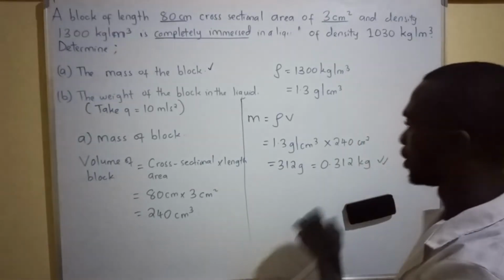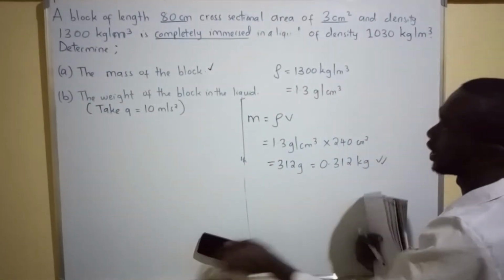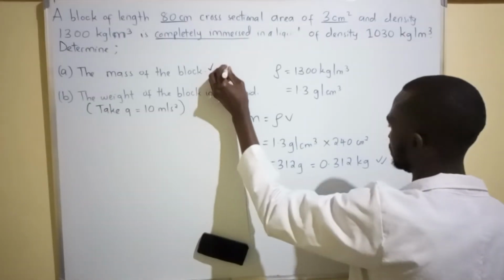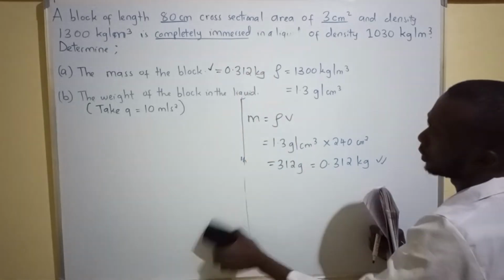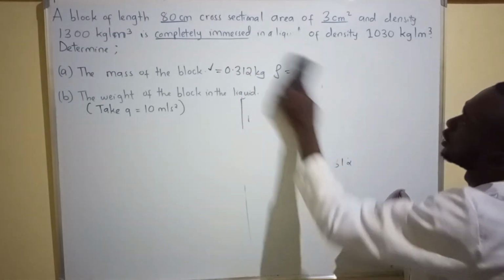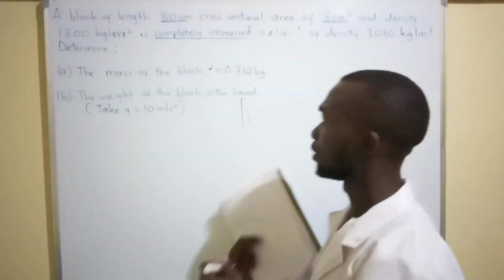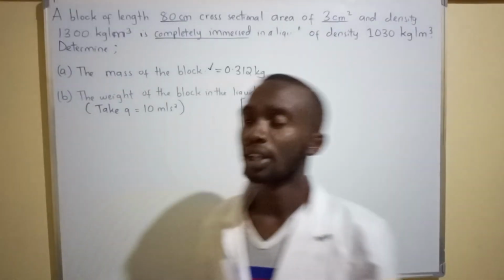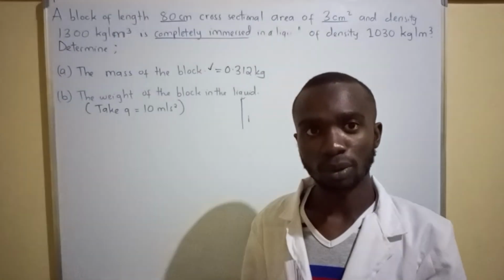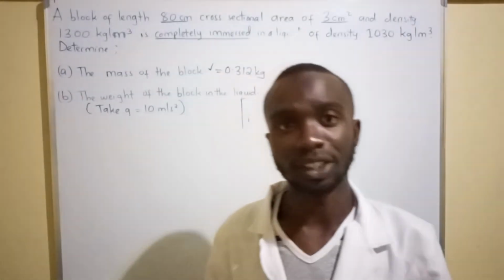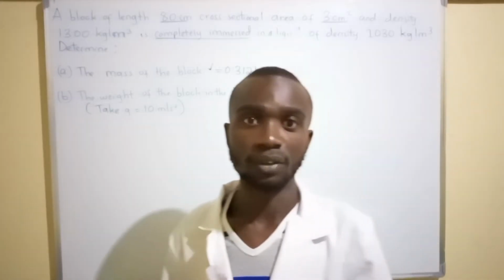Part B, the weight of the block in the liquid. So the mass of the block here is 0.312 kilograms. Now let me go to part B very fast. I have the weight of the block. Now again we refer to the sinking, because the object is sinking, the volume of the object that is immersed in a fluid is equivalent to the volume of displaced fluid.